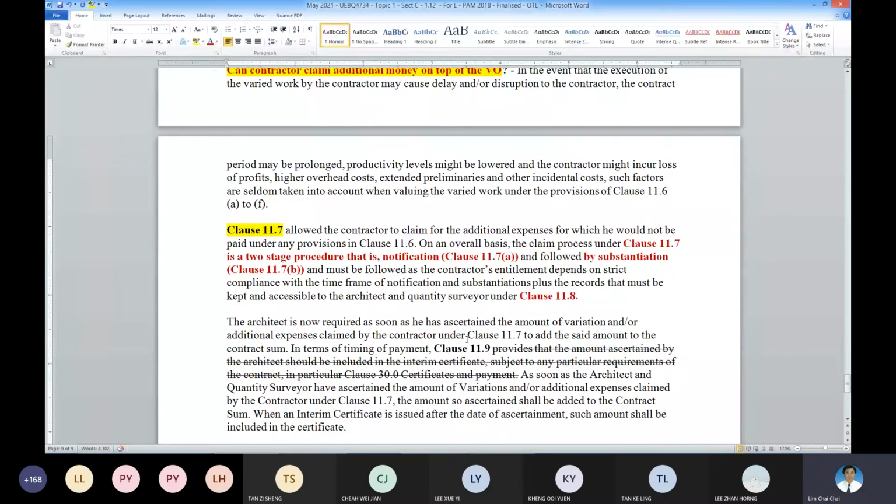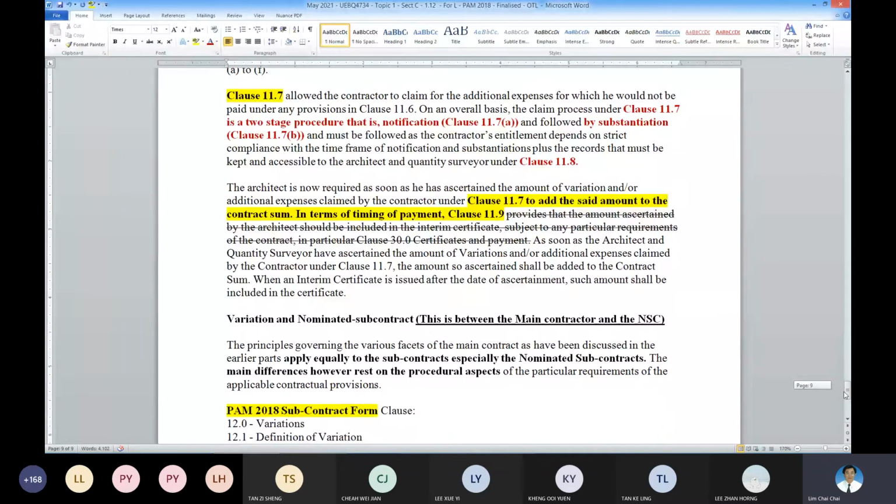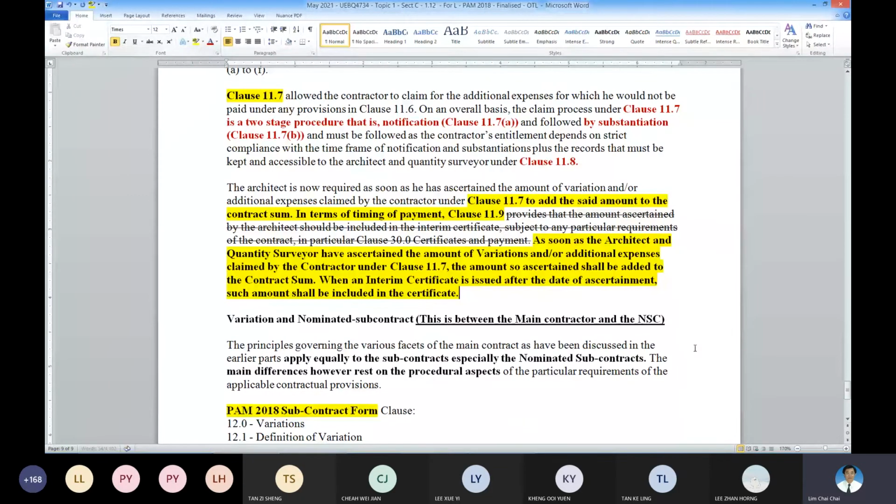So when all of them are evaluated already, then it will be reflected in the interim certificate under clause 11.9. Okay, so these are important on the payment. You need to reflect it as soon as possible so that it can be incorporated into the interim payment certificate. So this is for the main contractor.